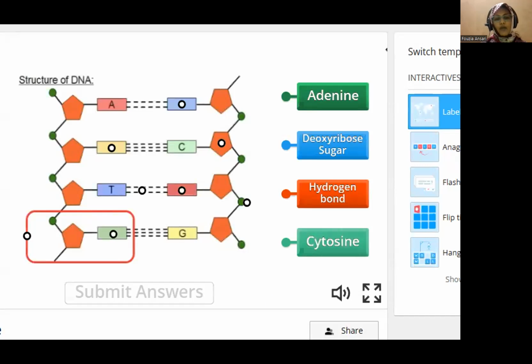Understood. Now I'm going to ask you another question. Which one is present here? Tell me, in place of adenine, which nitrogenous base is present? Yes, thymine is present. This one is correct. Now, in place of cytosine, which one is present? Guanine is present. Understood? In place of thymine, again, adenine is present. You have to choose the option.